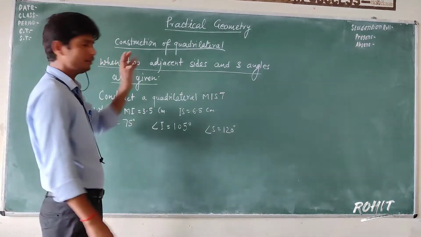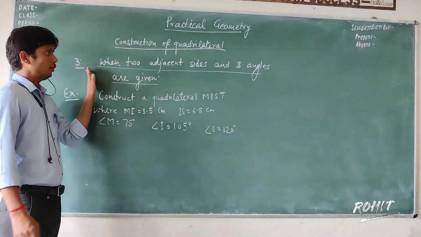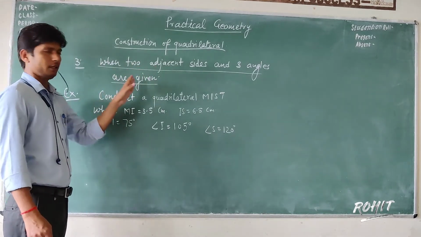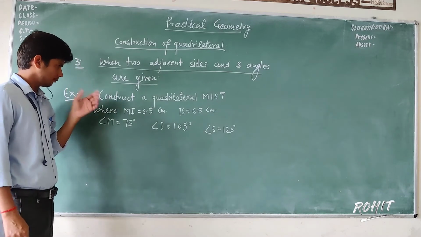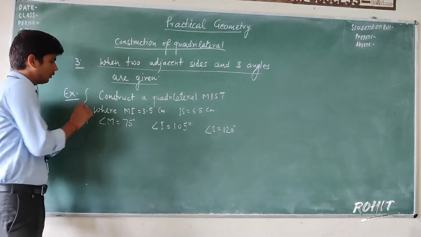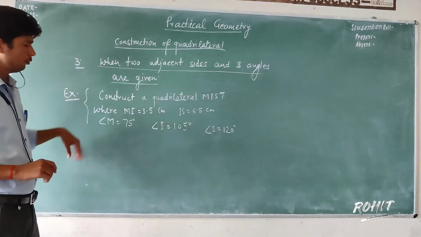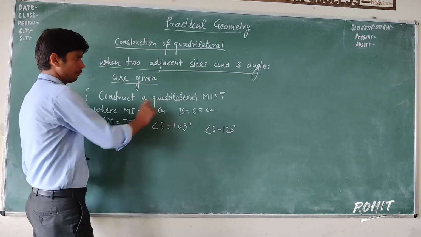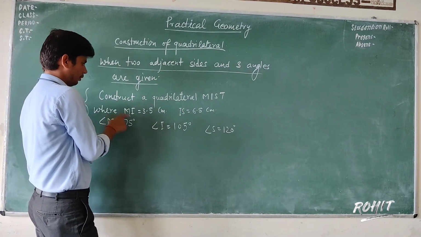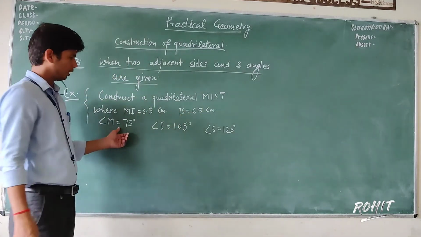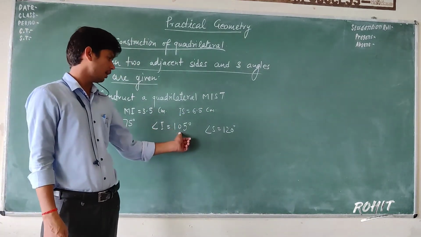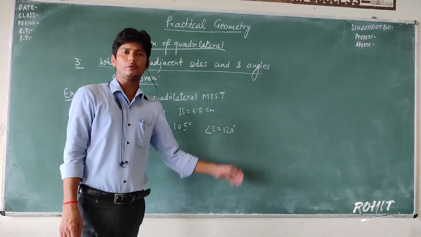Our third condition is when two adjacent sides and three angles are given. Then how to construct the quadrilateral? With this example, we try to learn how to construct. Construct a quadrilateral MIST where MI is equal to 3.5 cm, IS is 6.5 cm, angle M 75 degree, angle I 105 degree, angle S equal to 120 degree.